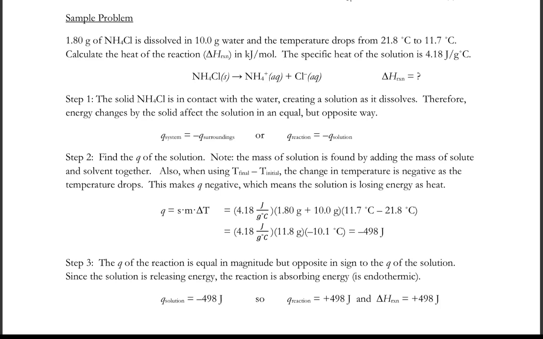So in this step 2, we are after the Q of the surroundings. That's equal to S m delta T. So 4.18 joules per gram degrees Celsius times the total mass, 1.80 plus 10.0 grams, and then times the temperature change, final 11.7 minus initial 21.8 degrees Celsius. And we get the quantity negative 498 joules. Negative, because we're subtracting a bigger number from a smaller number, so we end up with a negative sign.